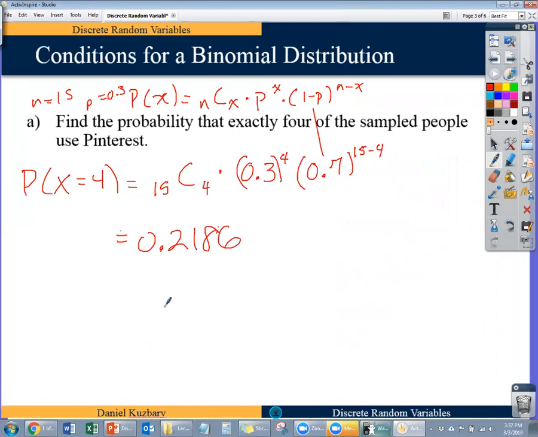Now there's another way to do this, which uses a calculator function, and I'm going to show you the calculator notation as we do this. What I write in blue is not technically a good way to write math, but I'm going to write down the calculator notation. So I'm going to use the function binomCDF.